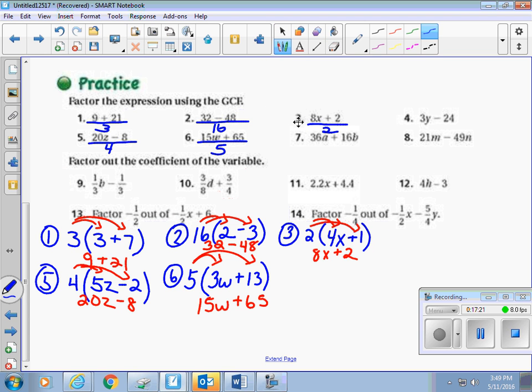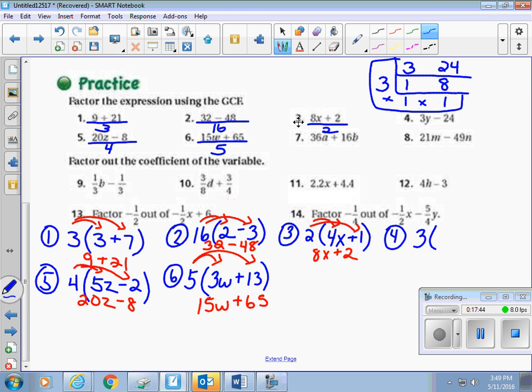In number 4, 3 and 24. What can go into 3 and 24 evenly? 3 does. 3 divided by 3 is 1. 24 divided by 3 is 8. What can go into 8 and 1 evenly? Nothing. Bring down our 1s. Multiply. We got a GCF of 3. 3 being our first factor.